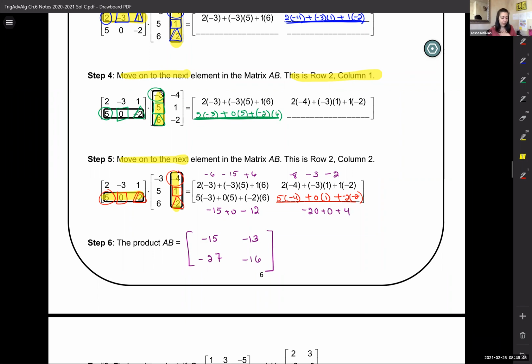All right? And there we go. You can give yourselves a hand. You can pat yourselves on the back. You have now multiplied your very first set of matrices. This is a mathematical rite of passage. You are now mathematical adults. Congratulations.